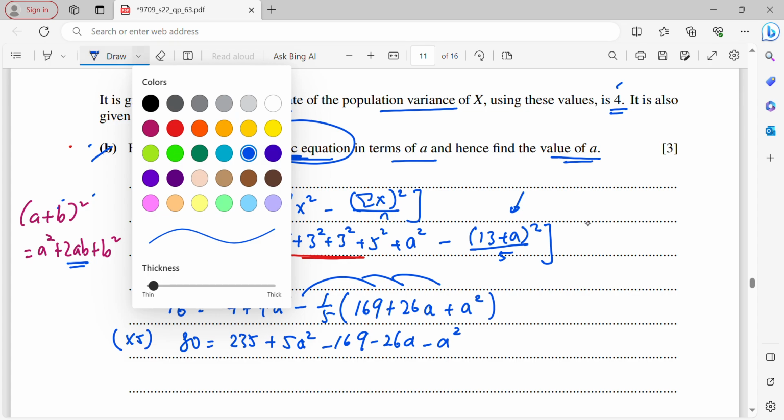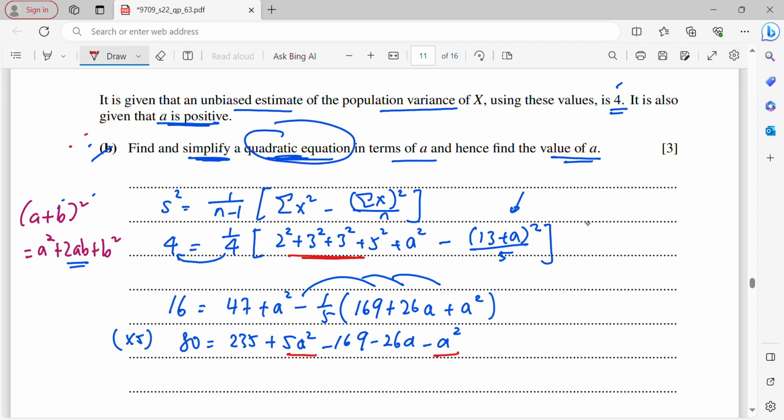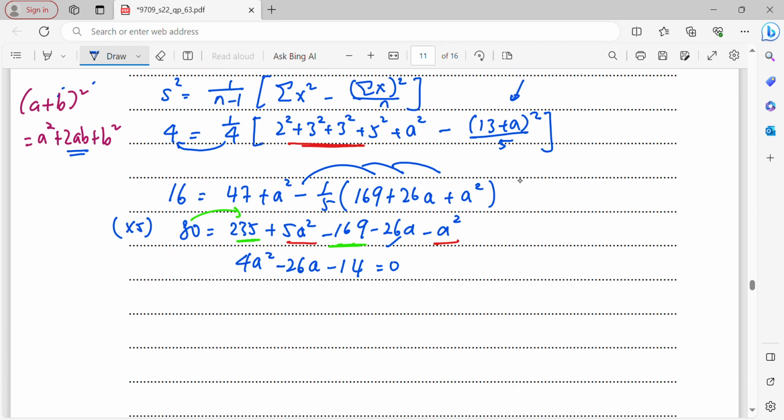Okay, then now I will simplify. 5a squared minus a squared, it will be 4a squared. Then I only have one a, negative 26a. Right, then this 80 move to the left hand side and combine with these two constants. So at last you will be getting negative 14, then equals to 0. So now to get the simplified quadratic equation, I have to divide the whole equation by 2. Which means 2a squared minus 13a minus 7 equals to 0. So this is the quadratic equation.